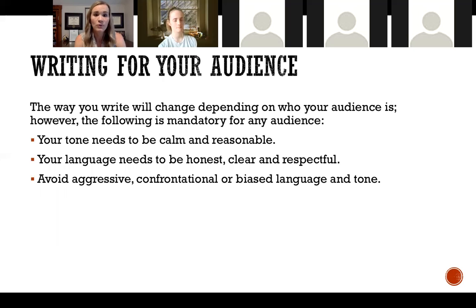Okay, and the way you write will change depending on who your audience is, but some things stay the same for any audience when it comes to our tone and our language and avoiding aggression, right? So our tone should always be calm and reasonable. We think about an argument and you think about people yelling at each other. It should not be that way, right? An academic argument is always calm and reasonable.